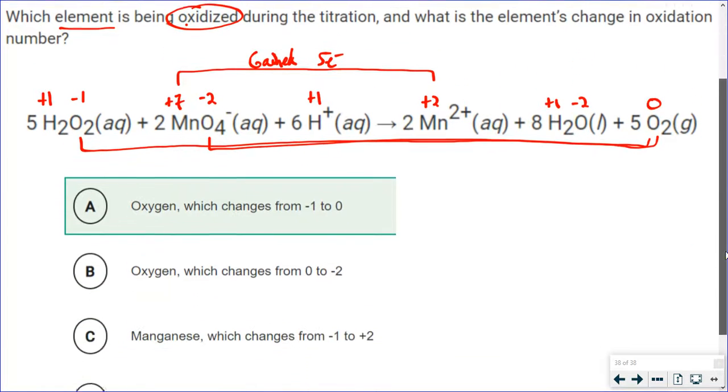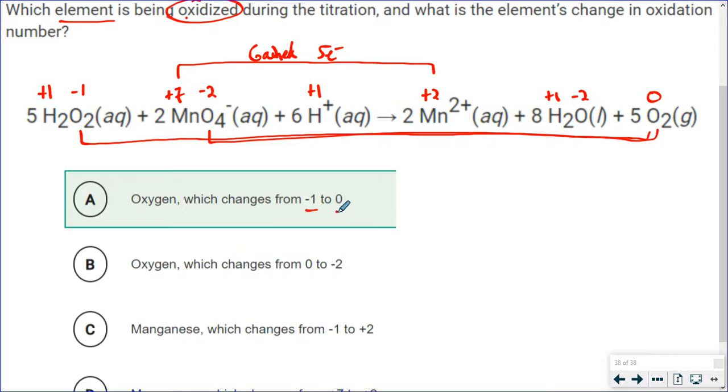And so what's our correct answer? -1 to 0 is a possibility. 0 to -2, that doesn't even work with oxidation. This would be reduced. So this is our correct answer.